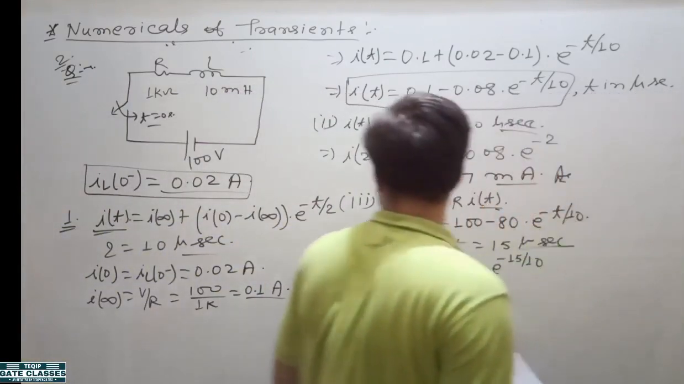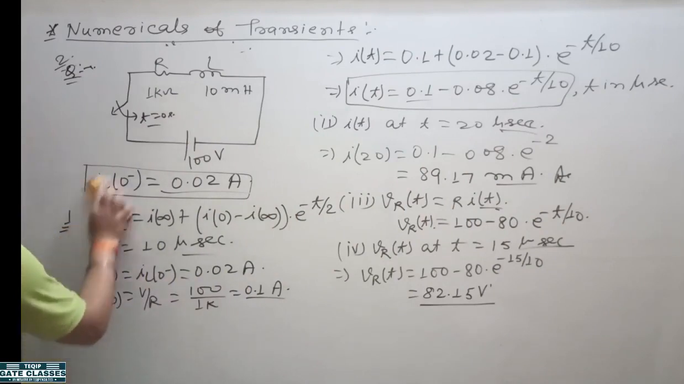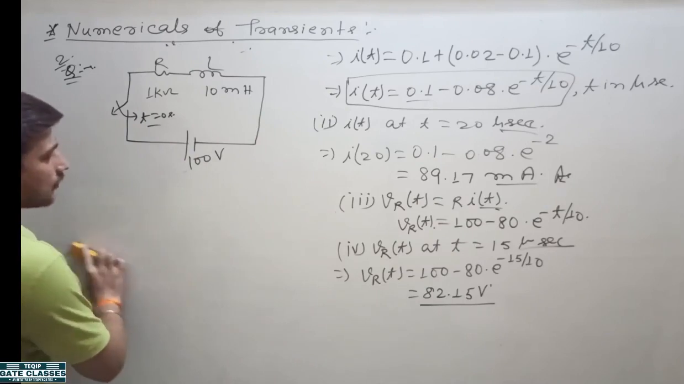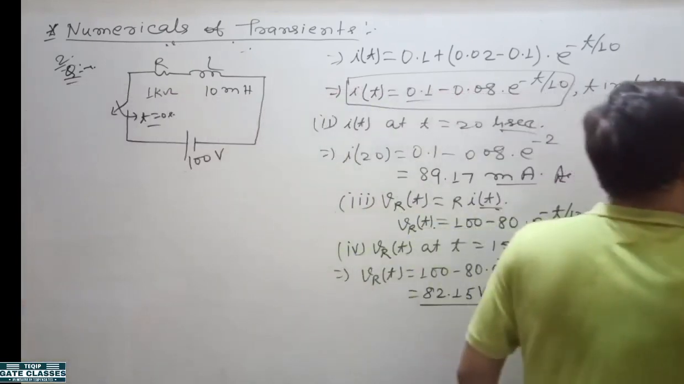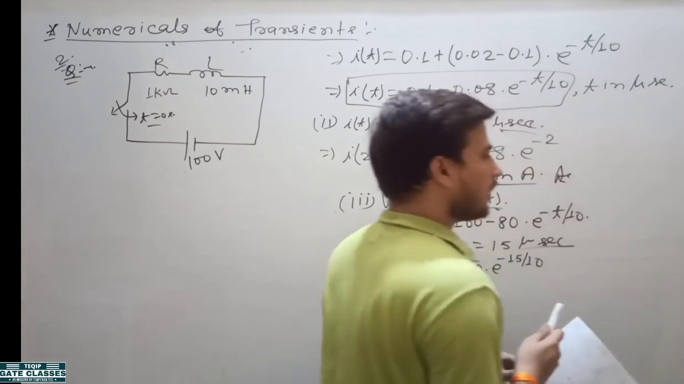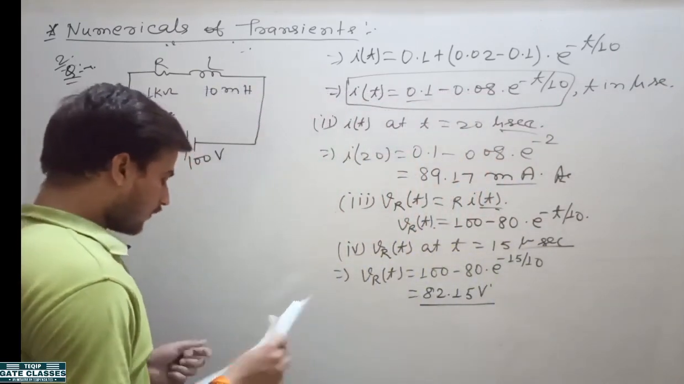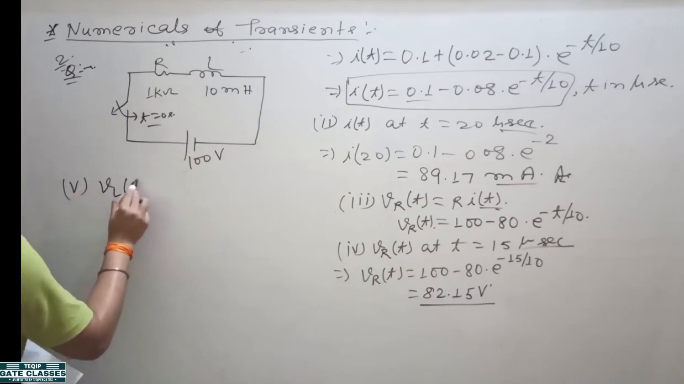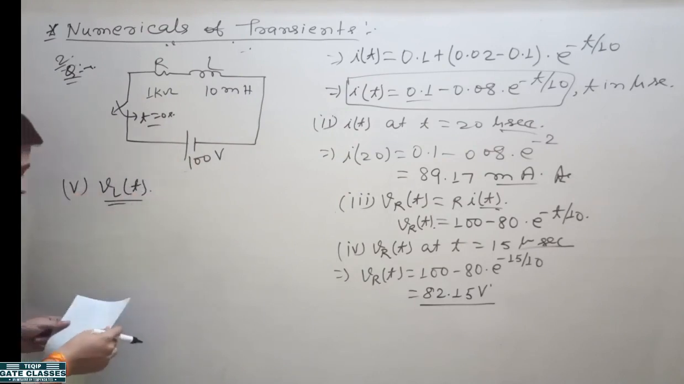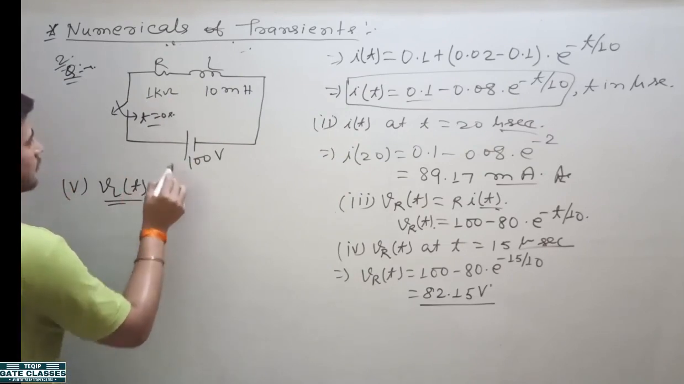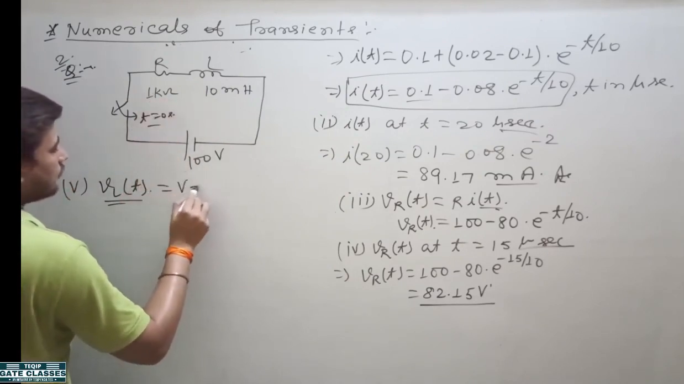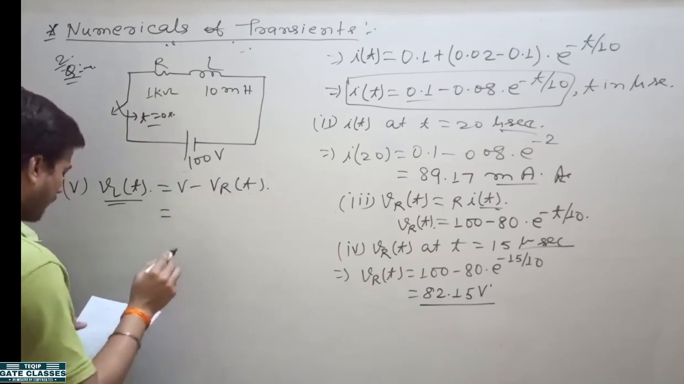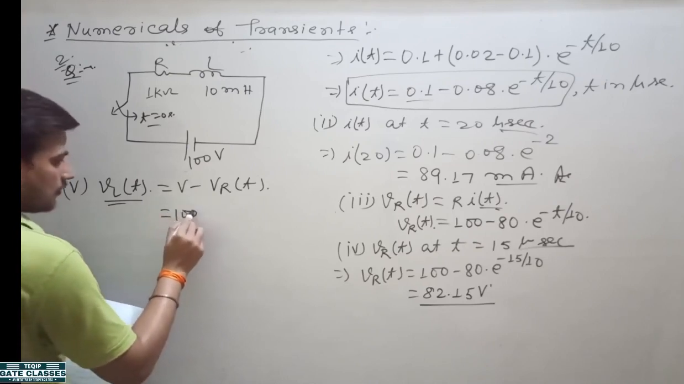Next, two more questions are given in this part. That means we have to write the expression for VL(t). The fifth question is we have to write the expression for VL(t). So what will be the expression for VL(t)? Again it will be nothing but V minus VR(t), that means 100 minus VR(t).